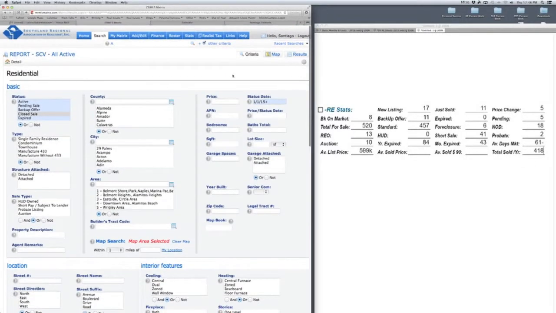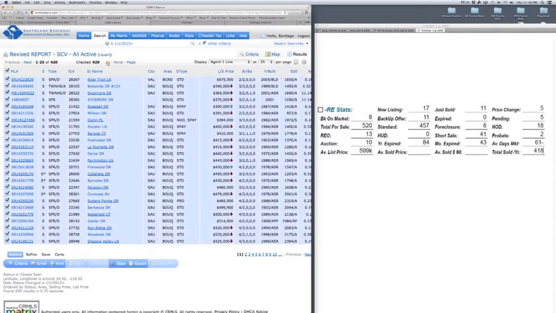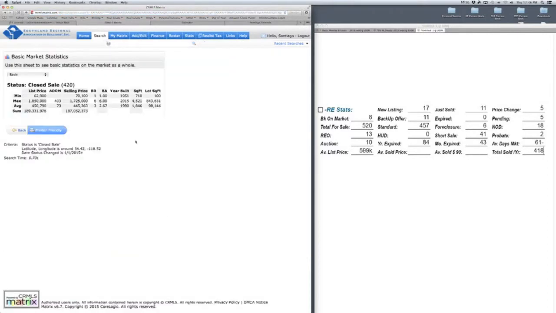Next, we're going to go to criteria here. Actually, we're going to go to results, excuse me, because I want to see all of these sales. Here they are. Okay. And let me make sure that this is right. Okay, great. And we're going to select them all. These are all closed sales. I'm going to go down to my stats, tabular, and this is telling me my sales dates.